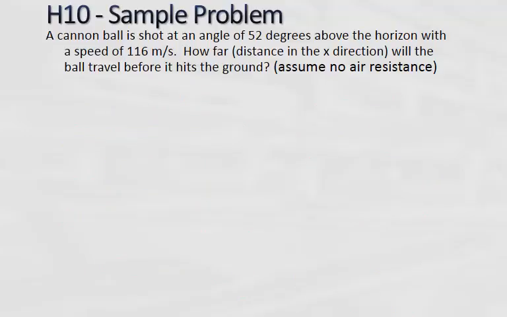All right, so for this one, why don't you go ahead and give this one a try. Cannonball is shot at an angle 52 degrees above the horizon with a speed of 116 meters per second. How far in the x will it go? Assuming no air resistance. And yeah, so go ahead and try that one. Go ahead and pause the clip and see if you can get this one. And then when you're ready to check, you can hit play to continue.